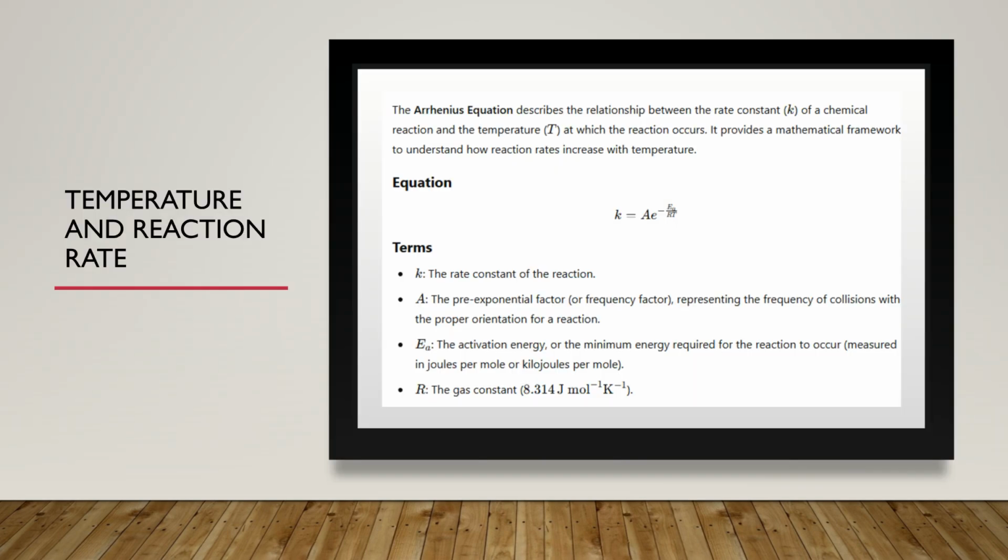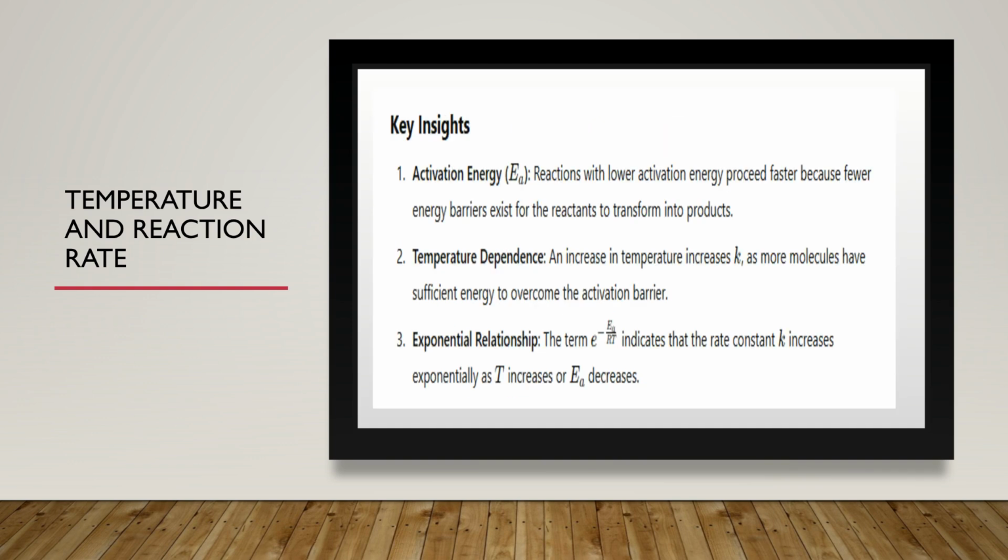Temperature significantly affects reaction rate. The Arrhenius equation describes the relationship between the rate constant, k, and temperature, T. It includes the pre-exponential factor, A, the activation energy, Ea, and the gas constant, R. Key insights from the Arrhenius equation include: reactions with lower activation energy proceed faster, increasing temperature increases the rate constant, and the relationship is exponential with respect to temperature and activation energy.